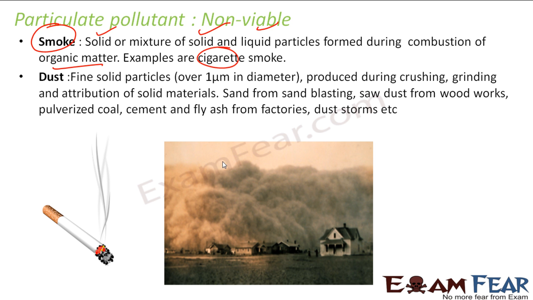Then I have dust. Dust, if you see, the size diameter is more than 1 micrometer. So 1 μm is nothing but 10 to the power minus 4 meter. So write this. And they are produced during crushing, grinding, and attrition of solid materials.